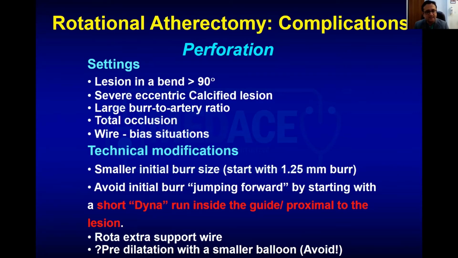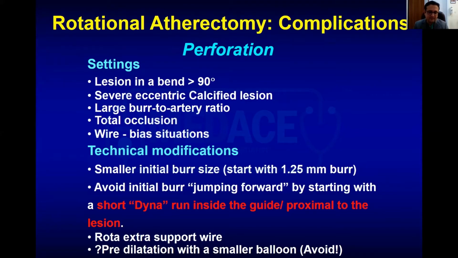Severely eccentric calcified lesions, a large blood-to-water ratio, CTOs again. Technically, a small initial burst size is always your friend. One thing I do, and what we were taught, and how I taught my fellows at Sinai as well, is that the initial first pedal that you put just before the lesion should be on the Dynaglide. You set the speed at Dynaglide, and after you have taken all the resistance out of the system, once you have put the burr in the guide and you are ready to burr, the first pedal should be on Dyna.